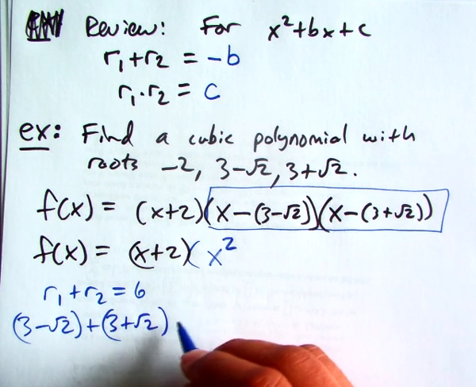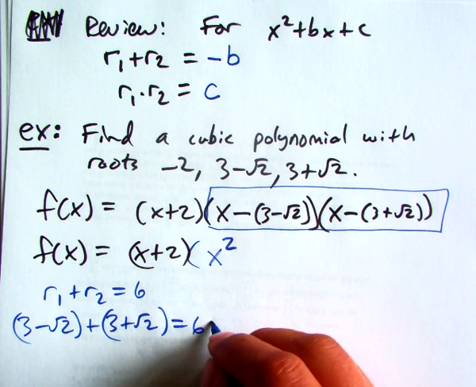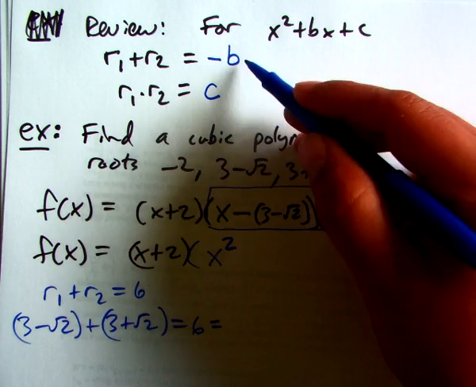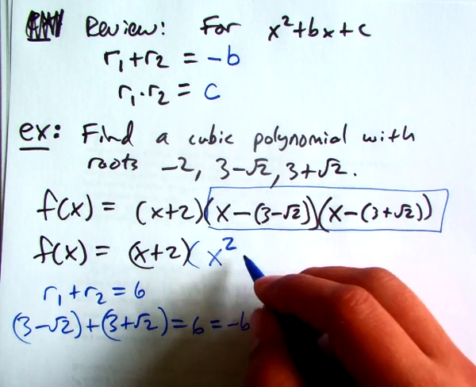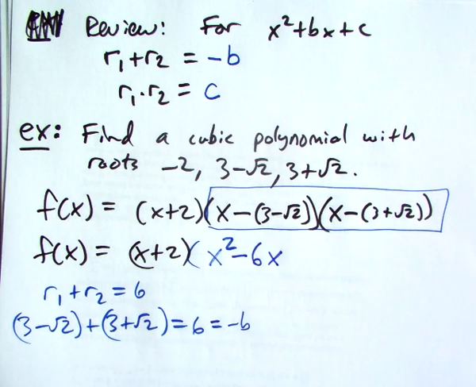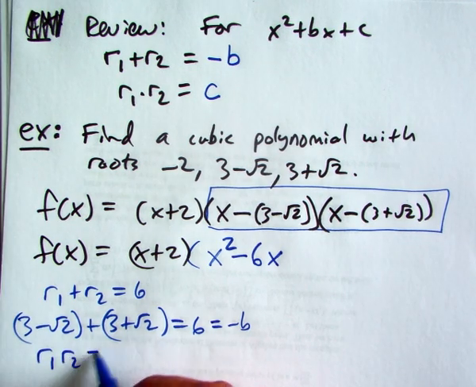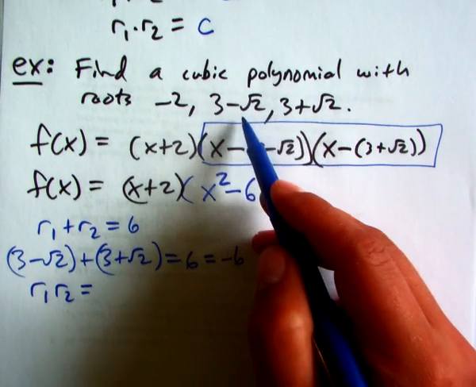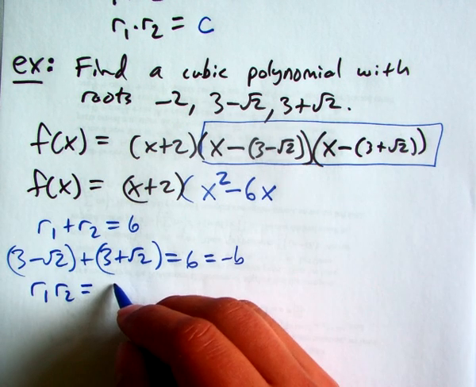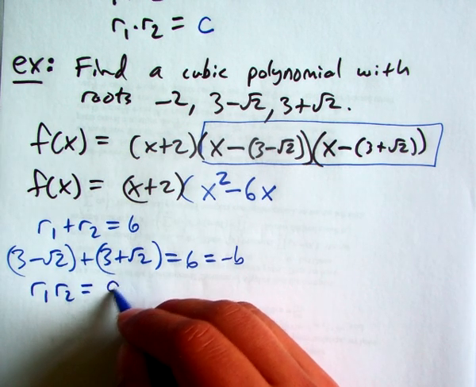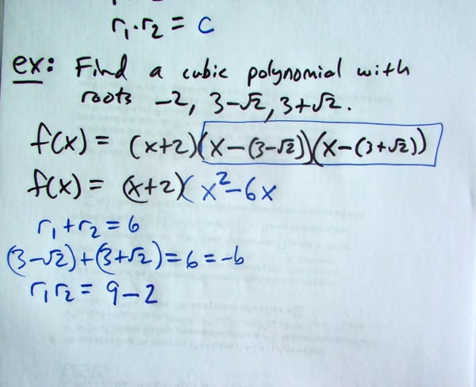Does that make sense? So then what's 6 equal to? Negative b. So what's b? x squared minus 6x, and then you have to find c. Could you multiply them out without doing too much effort? Sure. These are just conjugates, so the middle term cancels. How nice is that? It's 9 minus root 2 times root 2, which is 2. So what's c? 7.